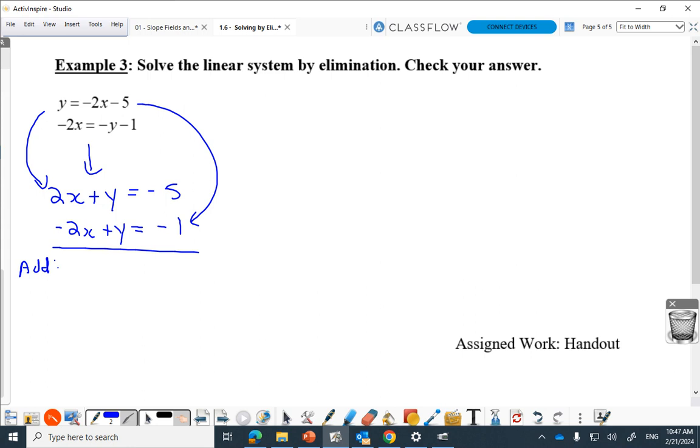Y plus y, 2y. Negative 5 plus negative 1.